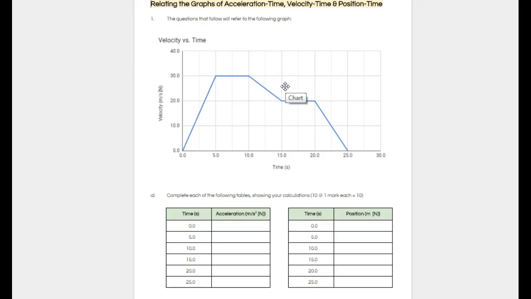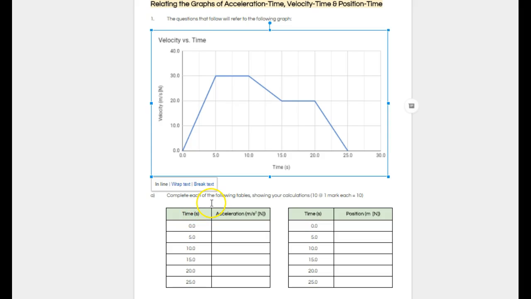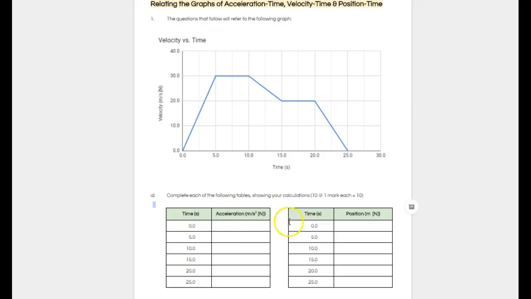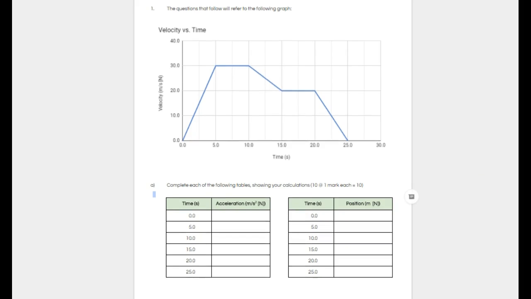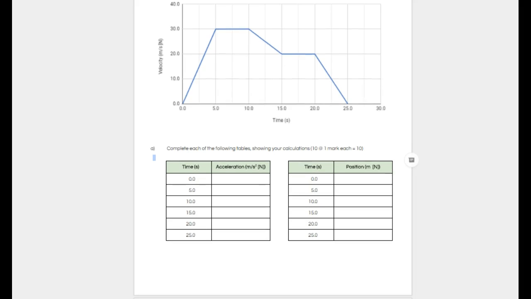So in our Google Classroom, you'll find this handout. It's a worksheet on relating the graphs of acceleration time, velocity time, and position time. Notice that I've given you a velocity time graph, and I'm asking you to complete the data for acceleration and complete the data for position. Then on the second side of this sheet, you're going to graph both of those in the space provided.